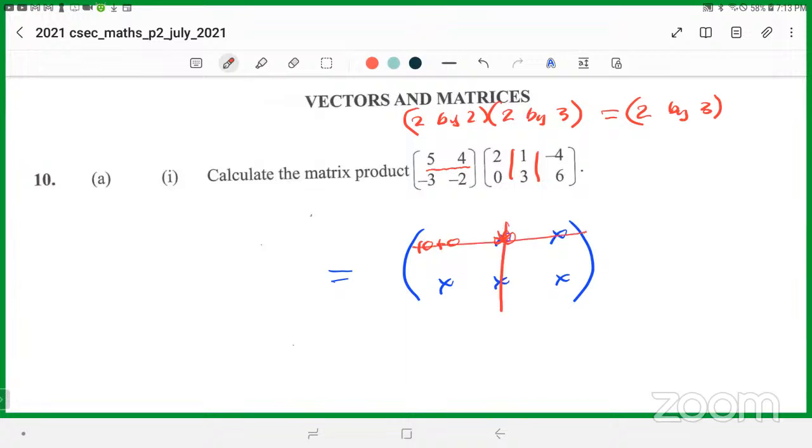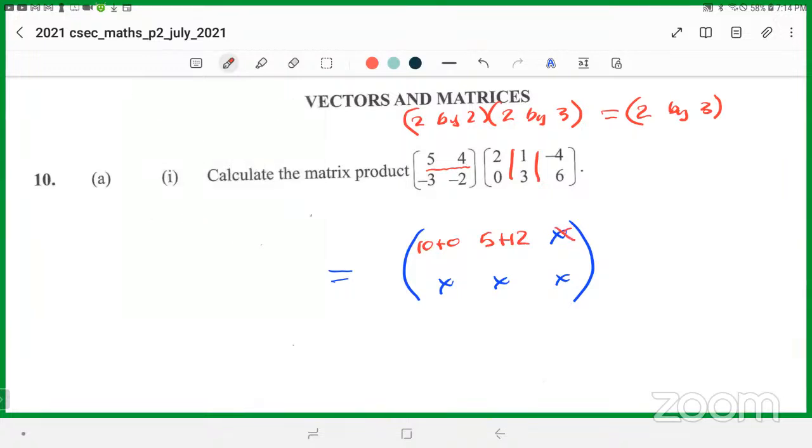Then this value here is in the first row, second column. So to get it, we're going to use this first row with this second column. Same thing again. First element times first element. Second element times second element. 5 times 1 and 4 times 3. 5 times 1 is 5 and 4 times 3 is 12.